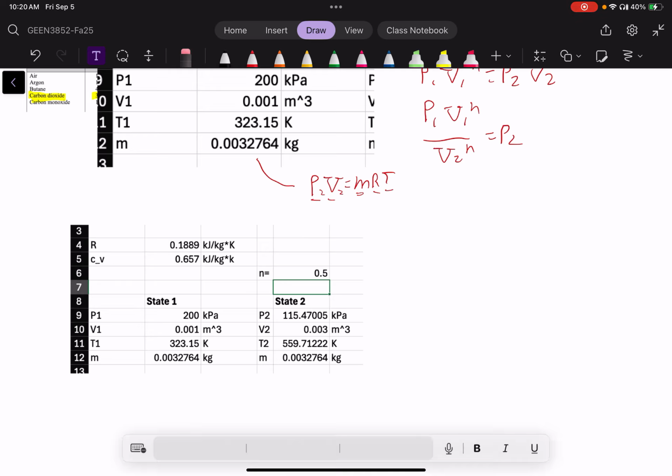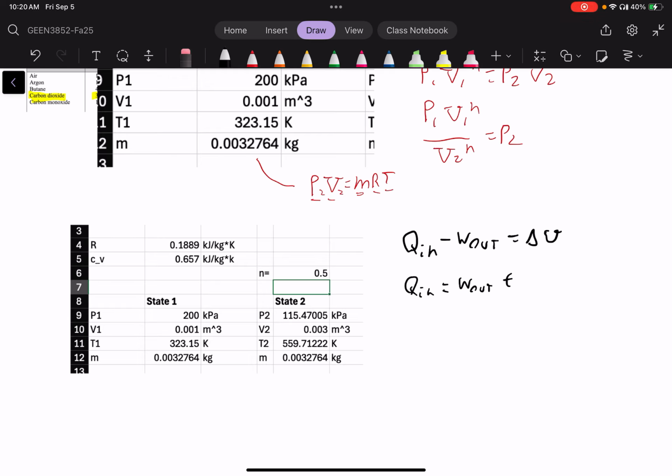Now, it asks me to complete an energy balance for this. I know that Q in minus work out equals delta U, so I'm going to rearrange this. I have Q in equals work out plus delta U. And I can simplify this a little bit. I know that the work out is equal to the integral of P dV, and delta U for an ideal gas is m Cv delta T. So delta U should be pretty easy to calculate.